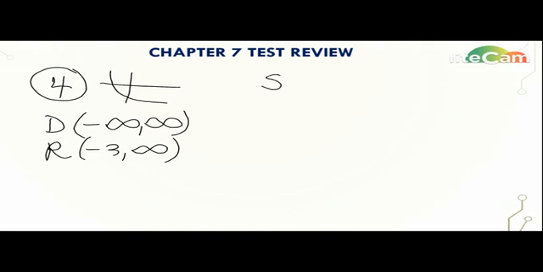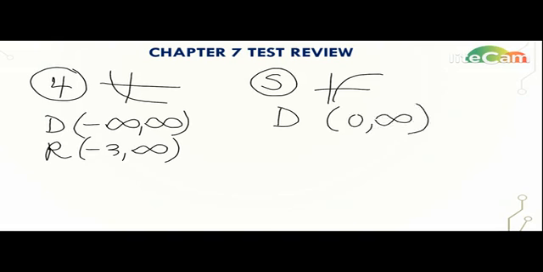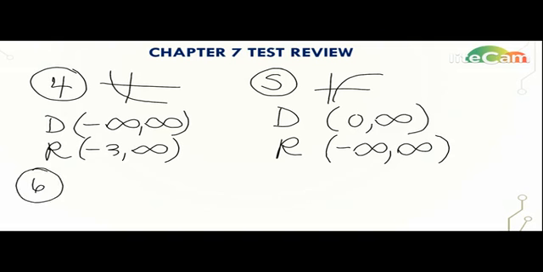For number 5, it was shifted up 2. But the asymptote didn't change. It really doesn't change. The shift did not change anything. Okay. So the domain is 0 to infinity because on a log, the vertical asymptote is at 0, so it's only ever going to the right. For the range, this one is the one where it's negative infinity, positive infinity, because it's going up and down forever.